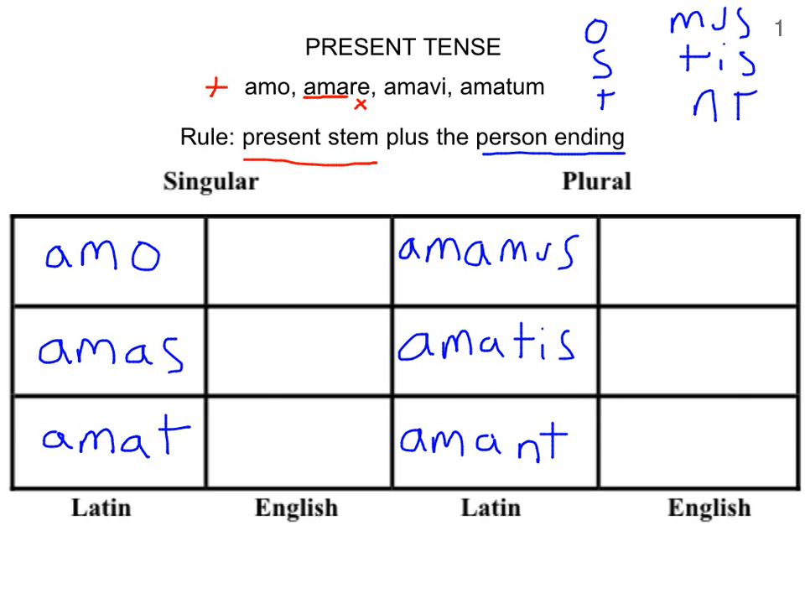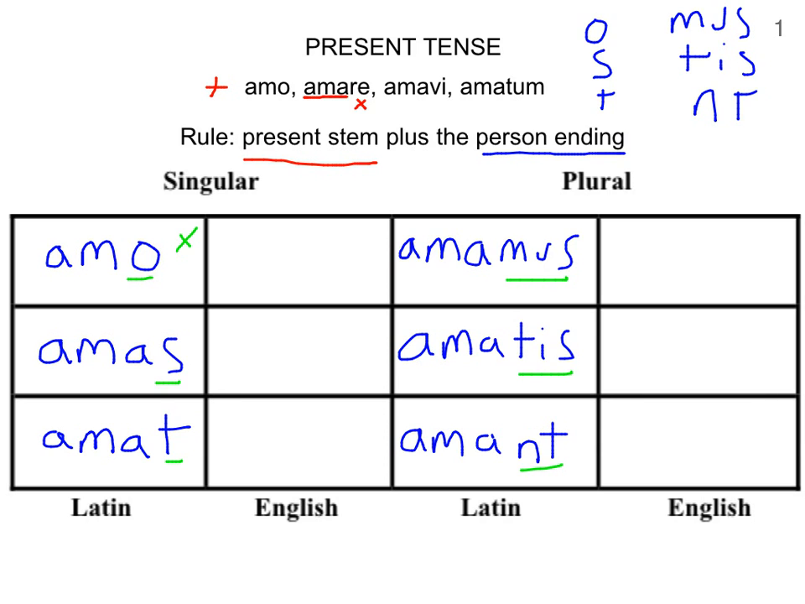So hopefully you recall from class that our person endings are O, S, T, mus, tis, nt. And then notice those down here in the chart. We have O, S, T, mus, tis, nt. And those are just added on to the present stem, the AMA. And again, don't forget the first person singular was an exception to that rule.